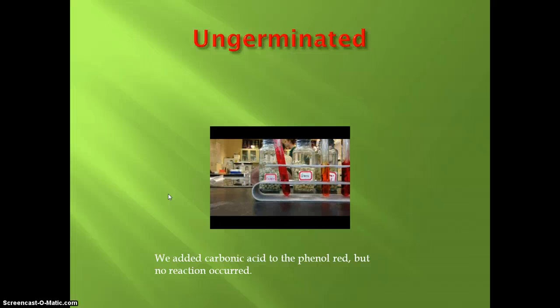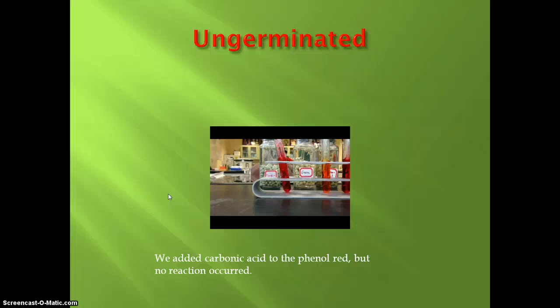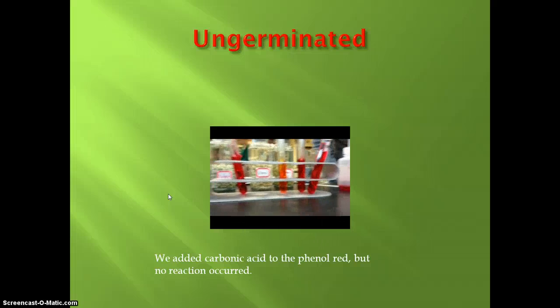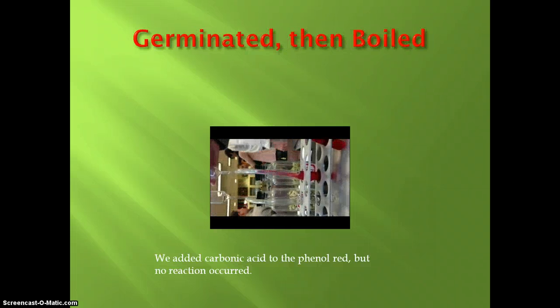Sometimes with some of these videos, I don't know if it's the shape or what's going on, but it's difficult to view. No reaction so far. And still no reaction. No reaction for ungerminated. And finally, the boiled peas.